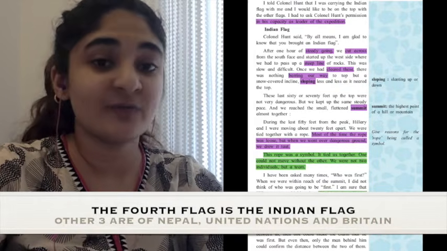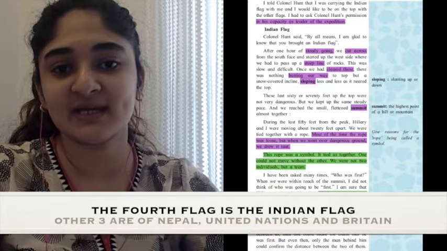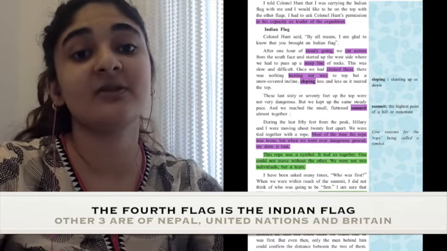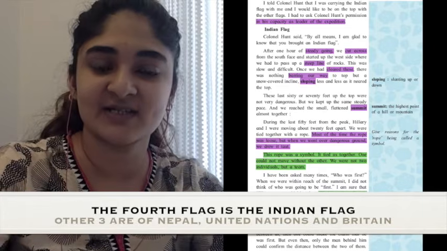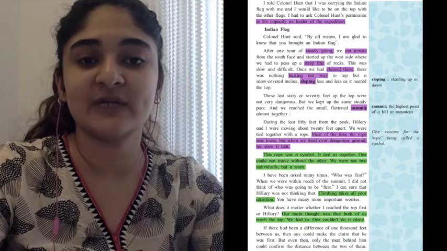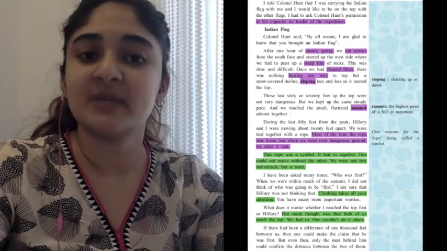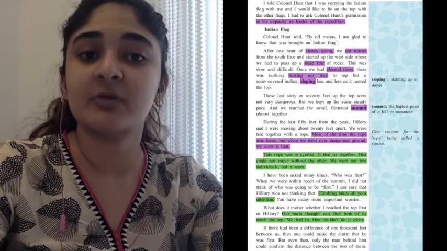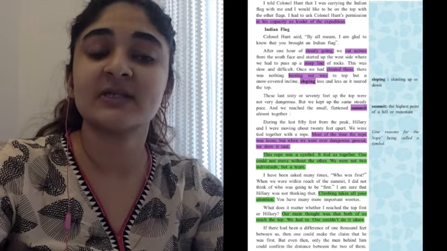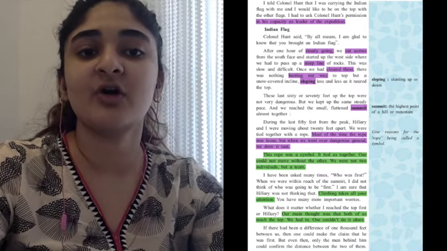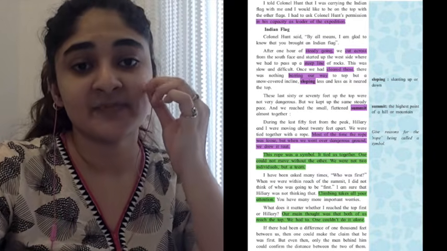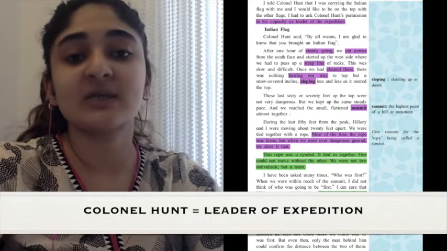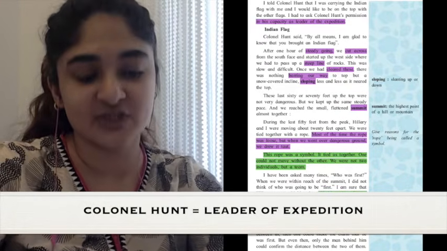Previous paragraph में 4 flags mentioned थे, जिसमें से एक था ब्रिटेन, एक था यूनाइटेड नेशंस, एक था नेपाल, and the 4th flag Mr. Tenzing was carrying in his pocket was that of the country of India. And इस पैरा में ये भी लिखा है that the author, that is Mr. Tenzing, asked Colonel Hunt for permission to put this flag, that is the Indian flag also, on the top with the other flags. Now, why did the author ask for Colonel Hunt's permission? Because he was the leader of the expedition.